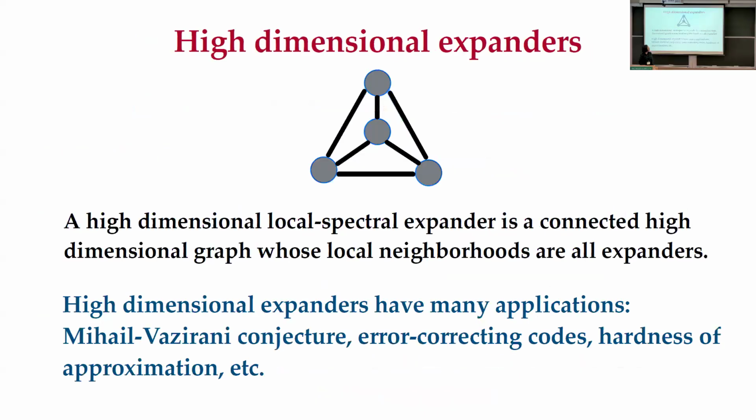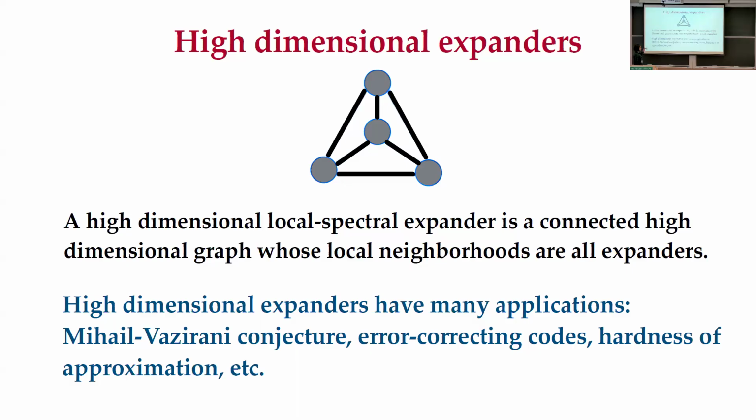Now I want to move to high-dimensional expanders. Roughly speaking, high-dimensional expanders generalize the spectral expansion in expanders to higher dimensional graphs, which are actually complexes. I give a very intuitive definition on the slides: essentially, a high-dimensional local spectral expander, which is the object we'll be focusing on, is a connected high-dimensional graph whose local neighborhoods are all expanders. I'll explain more about what this exactly means later.